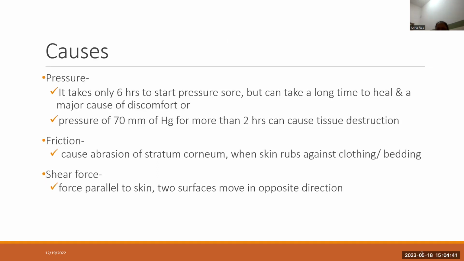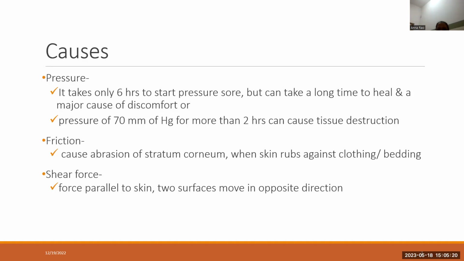So all of you know the causes, right? Mainly there are three causes. First being pressure, just now we saw in the last slide. It is said that it takes only 6 hours to start a pressure sore, but it takes a very long time to heal, you all know. And generally, whenever any pressure sore develops in the patient, nurses are always blamed for it, right? So first of all we should prevent it. That should be our utmost aim.